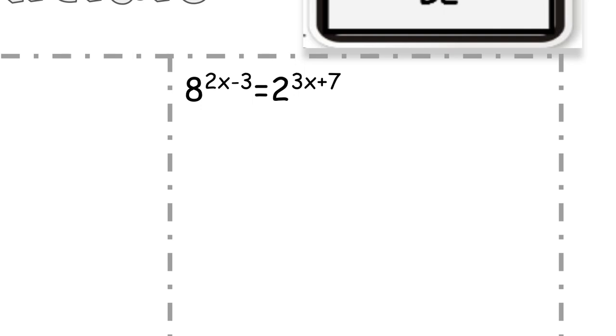Oh, really? Okay. So here we got an 8 and a 2. Are those the same? No. So we need to get the 8 to become a 2. How about we say 8 is 2 cubed? But then it's still raised to that stuff, right? All right.